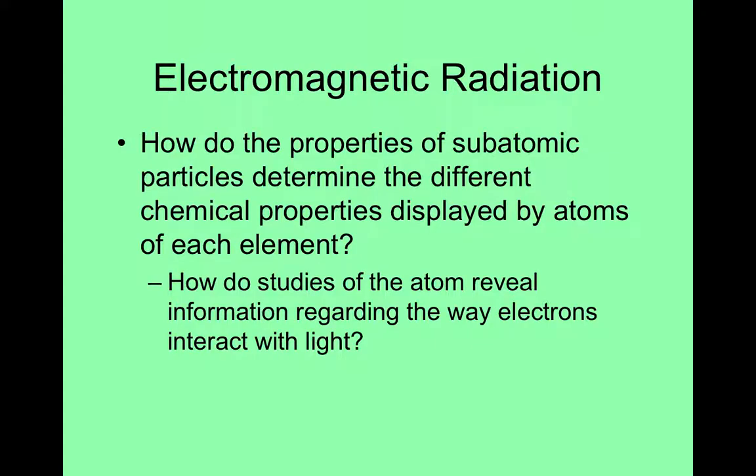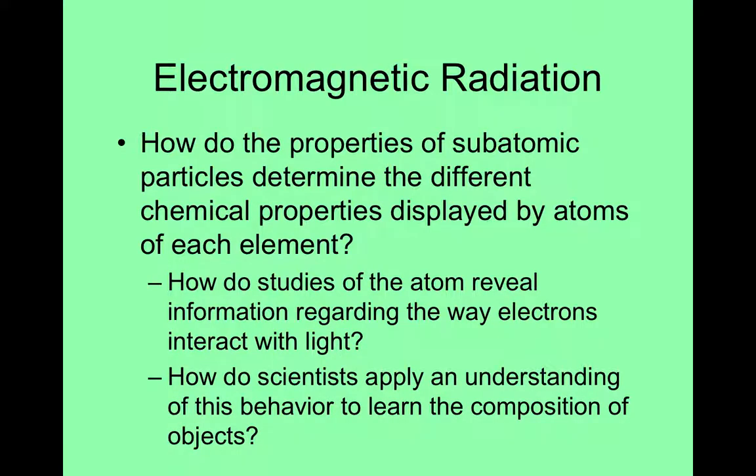How do studies of the atom reveal information regarding the way electrons interact with light? And then, how do scientists apply an understanding of this behavior to learn the composition of objects? In regards to the first question, we're going to look at some of the experiments conducted by Max Planck and Niels Bohr, really focusing in on the electrons and how they behave, as we said, interacting with light. And then the second question, we'll start to see some really cool applications of this knowledge that are used actually all over the universe.